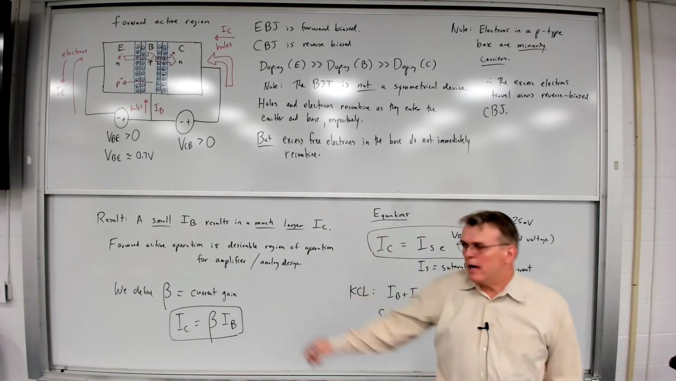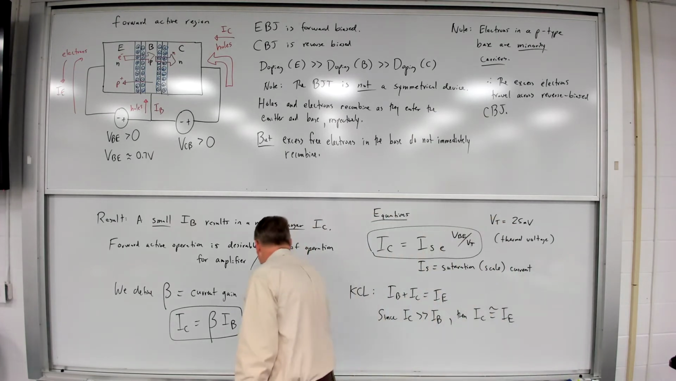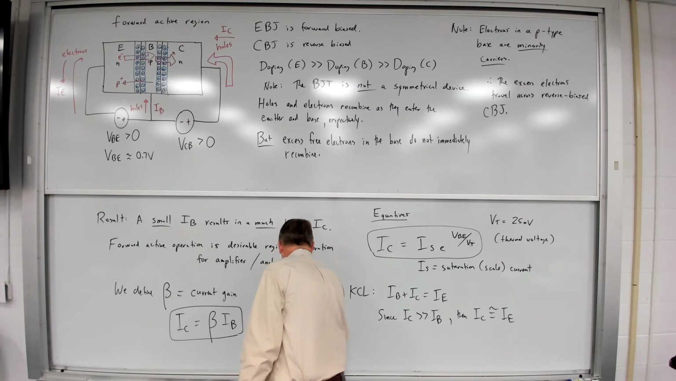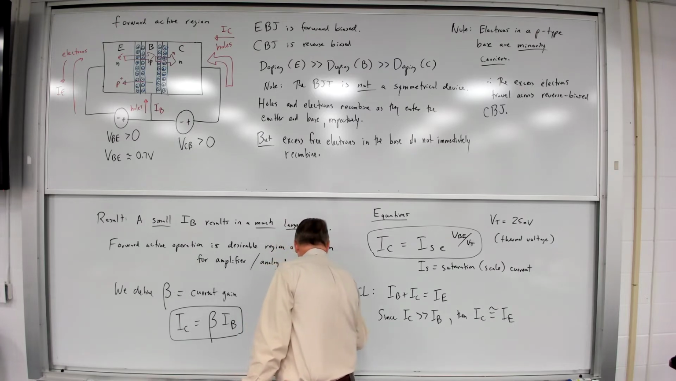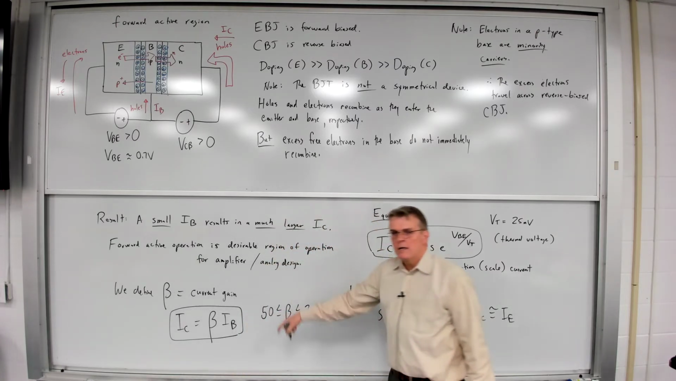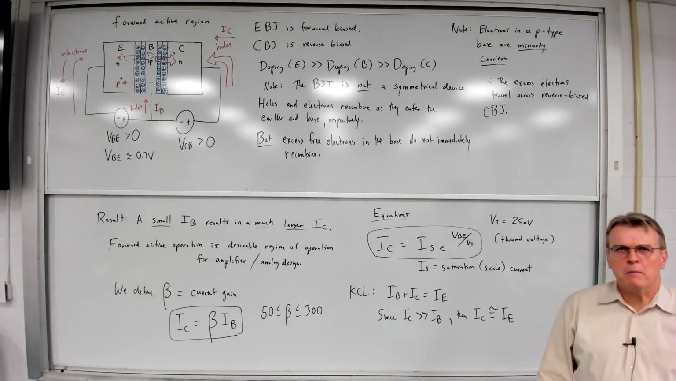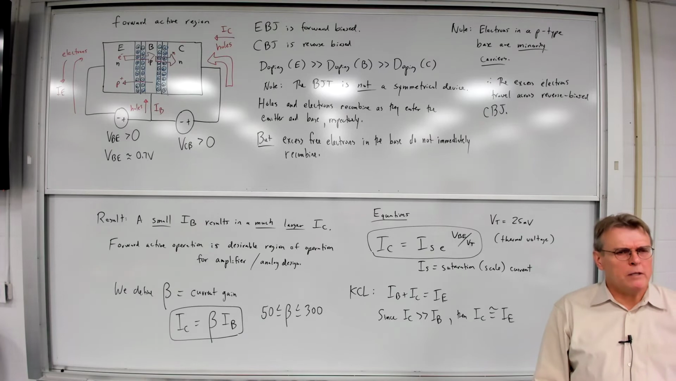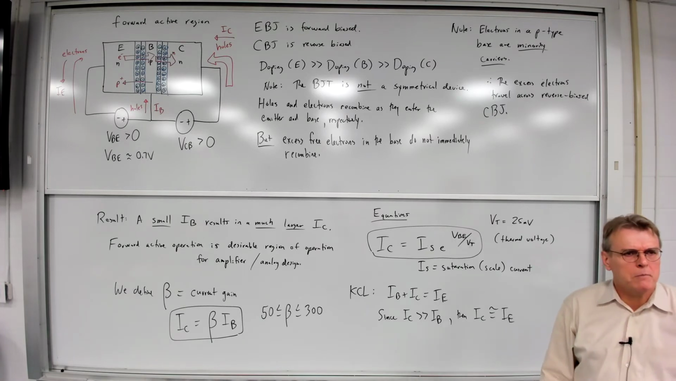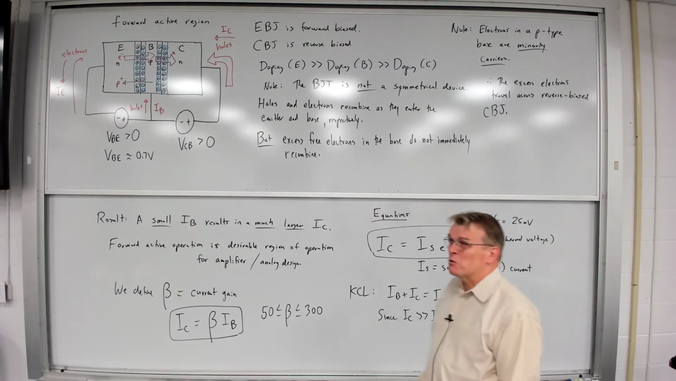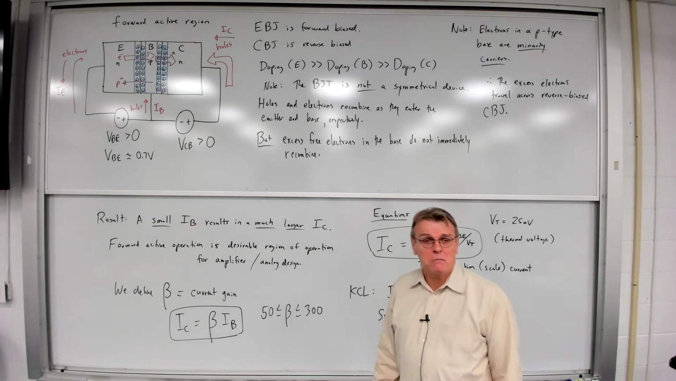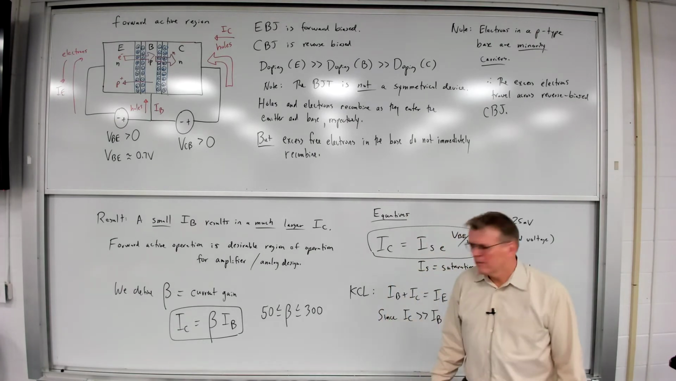And typical values of beta for commercial transistors tend to be in the range from 50 to 300. You guys are going to be using the 2N2222 in your labs a lot this semester, and I think that's normally got a beta of about 150. So that's pretty typical.